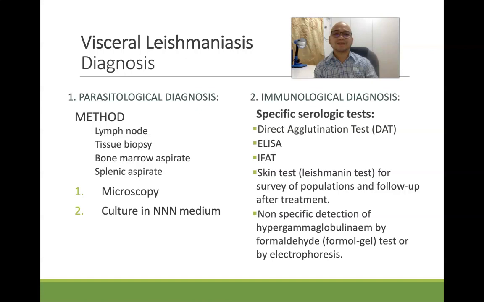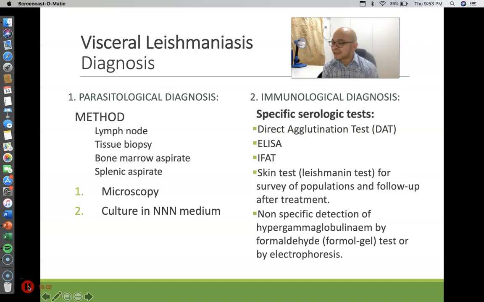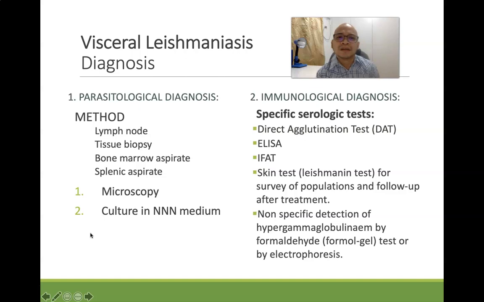So what are we looking for? I think I've shown you the picture a while ago. We're looking for the presence of amastigotes. Sometimes we use NNN medium. We usually use NNN medium when we look under the microscope and there are not enough amastigotes from the aspirates or biopsies that were submitted, so in the laboratory we can grow them in vitro. We call it the NNN medium.